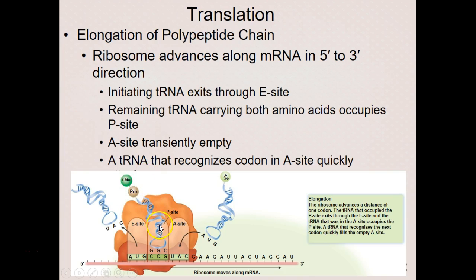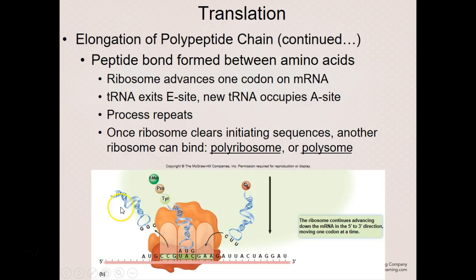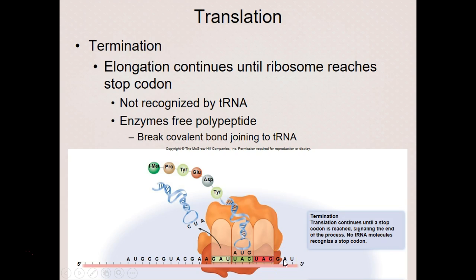And so now we have the proline transfer RNA in the P site, and we have both the methionine and proline that are bonded together. Now here comes another transfer RNA, moving to the A site with tyrosine. And so again, we're going to have a peptide bond form between the proline and the methionine to the tyrosine. And this will continue, and now here comes glutamate, and then this is going to continue until we hit a stop codon. So UAG is one of these stop codons.